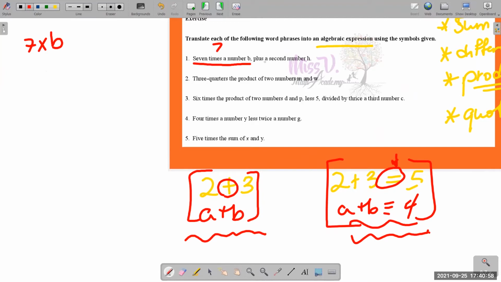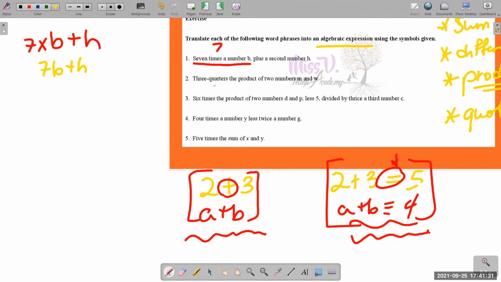The second part, you realize that it's separated by a comma, so you pay attention to that. Plus a second number H. So that means I need to do what? Add H. But you learned something before: 7 times any letter is something. What is 7 times B, guys? Type it in the chat quickly. What is 7 times B? You learned what you're supposed to do when you multiply a number and a letter. 7B. Very good. And then you put plus H. That's it. That's the answer.